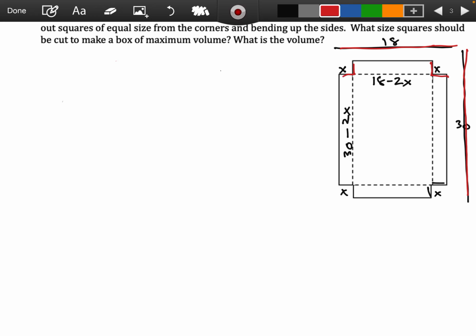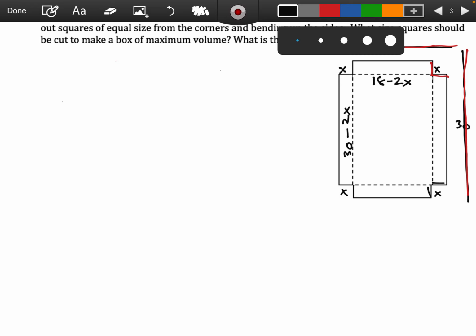So again, you could kind of envision if we were to cut bigger pieces, you're getting a taller box, right? But again, you're taking a little bit of that area underneath. So there's a balance we have here. There's a little balance, and it's just like, what's the best one? Well, we're going to first start out with what's the equation of the volume formula?